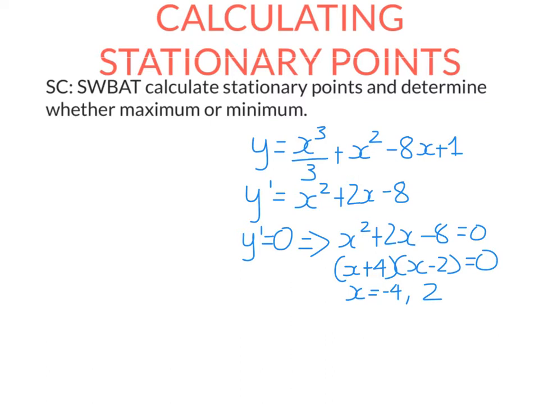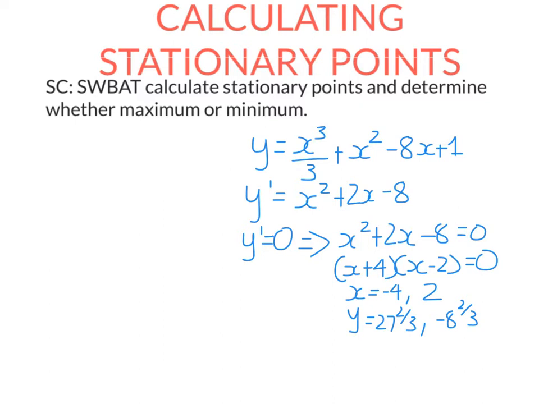To find the y value of the stationary point, we just substitute them back into the original equation. So if x equals minus 4, substituting that in, we get y is 27 2/3, and substituting x equals 2 into this original equation, we get y equals minus 8 2/3. So the two stationary points are minus 4, 27 2/3, as well as 2 and minus 8 2/3. So we've calculated the stationary points.